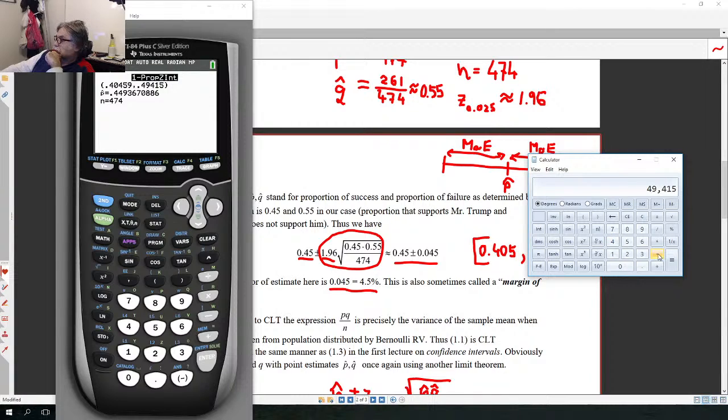0.49415 minus, yeah, I made a mistake. Such a simple thing to do, right? And I'm not able to do it. Okay, let's try again. 0.49415 minus, and I have p hat there.